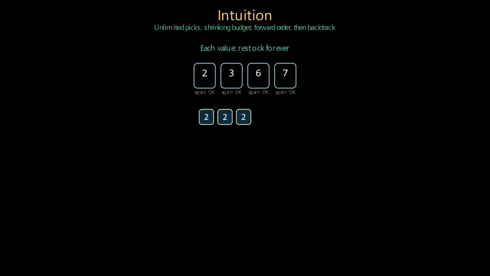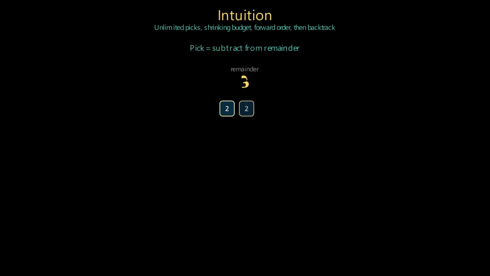Picture each candidate as its own slot with unlimited restock. For target 6 you could take 3 2s, or 2 3s. The trick is stopping before you overshoot the goal, not running out of copies.